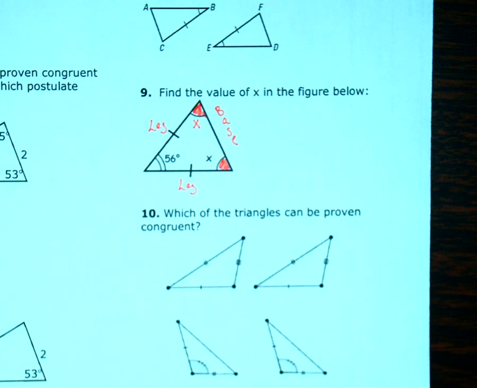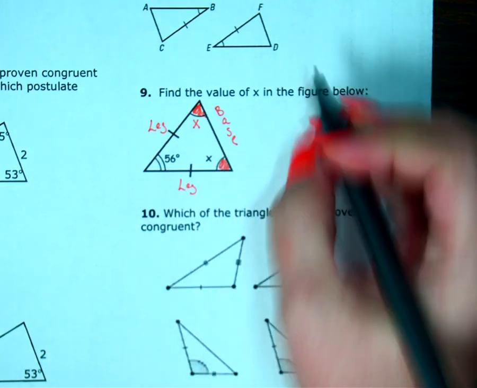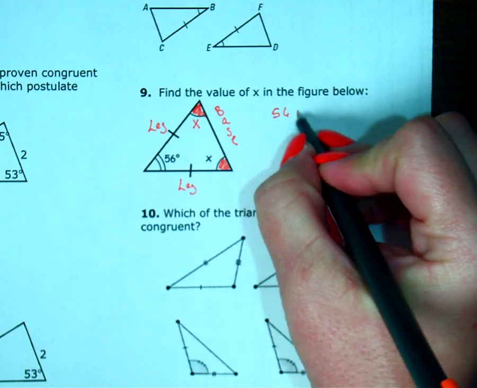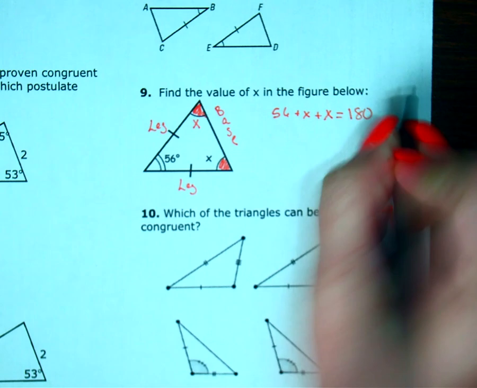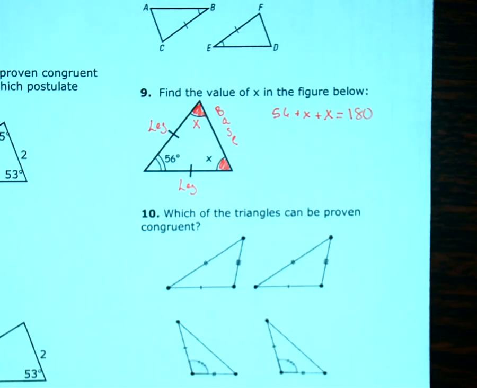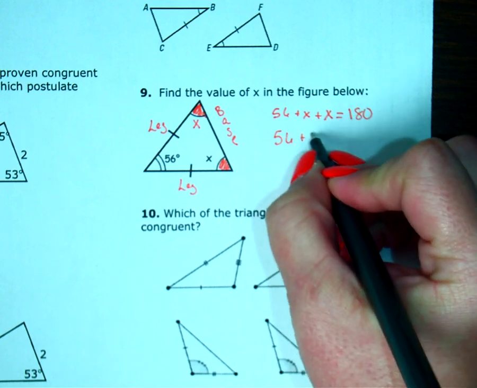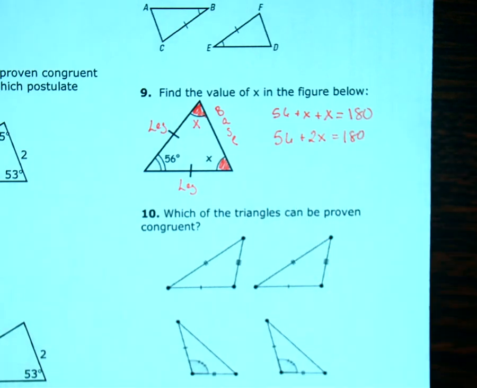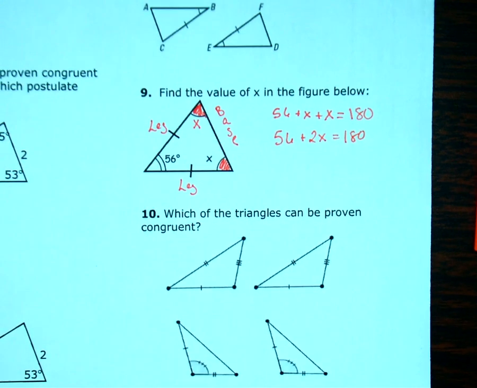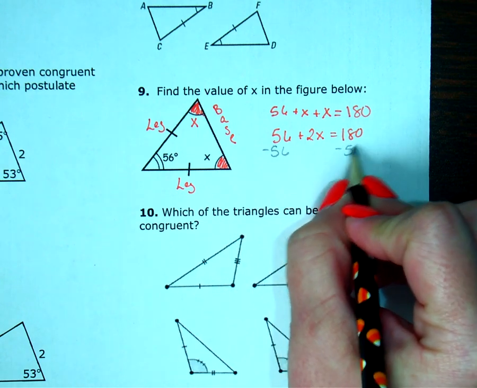Okay? Now, if we want to do this algebraically, I'm going to use my triangle sum theorem that says the three angles in the triangle, 56 plus x plus x, add up to 180 degrees. So when I combine my like terms, I have 56 plus 2x equals 180 degrees. So then, there we go. I'm going to use my subtraction property of equality to subtract 56 on both sides.